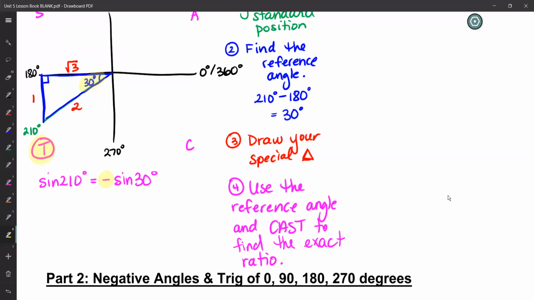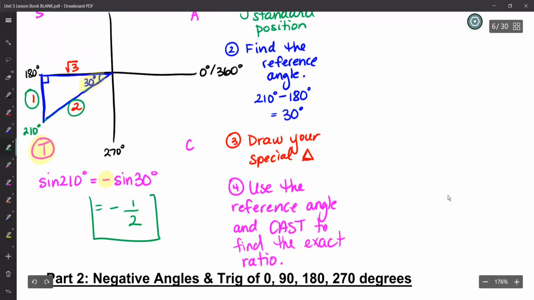Okay, so using our special triangle now, if I'm doing sine of 30, I do opposite over hypotenuse. And I know that this is opposite and this is hypotenuse in this triangle. So I will end up with negative 1 over 2 as my answer here.